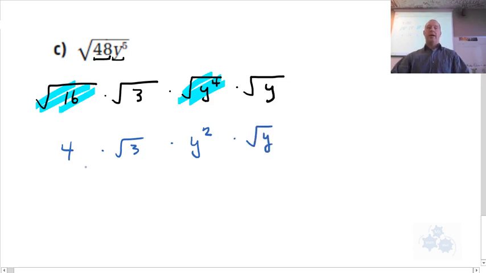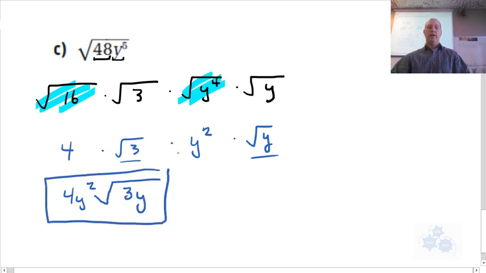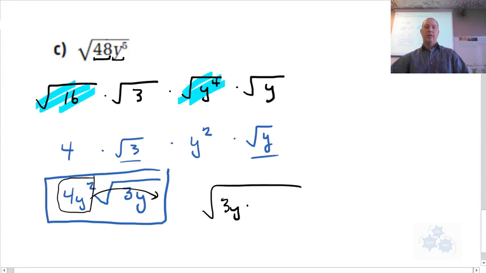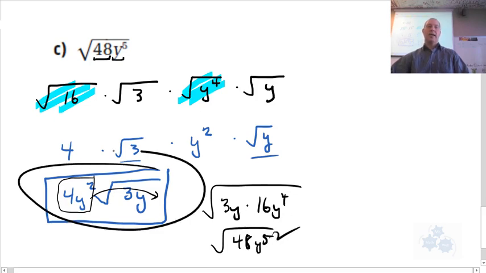Now I multiply the non-radical parts. So I have 4y squared, and multiply the radical parts. That is the square root of 3y. There is your final answer. A quick check would say: if I squared this and put it in here, would I get my original answer back? That would be 16y to the 4th times 3y. If you simplified this, you'd get 48y to the 5th. That's the same as you started with, so this is your correct answer.